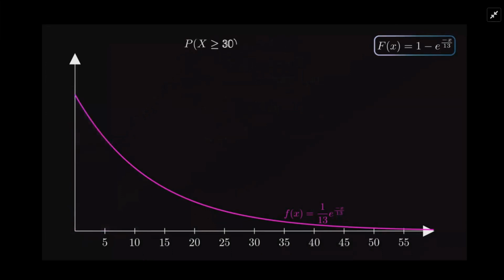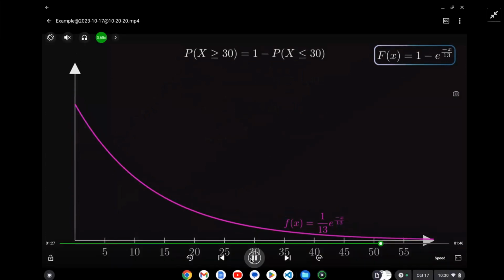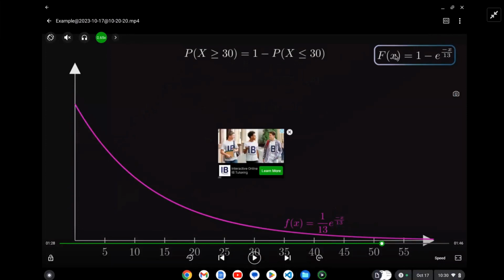Okay, the next one is a little bit of a twist. We want the probability that x is greater than 30. So greater than, let's just pause. Our CDF is specifically for calculating values from 0 to whatever, to x, right? 0 to x. This is greater than. So I can take the total probability, which is 1, and subtract the probability that it's less than 30.